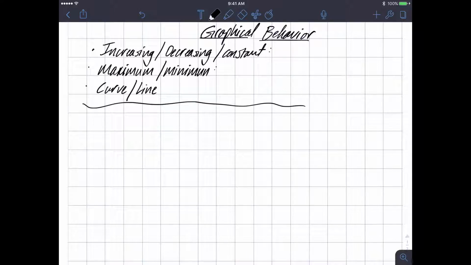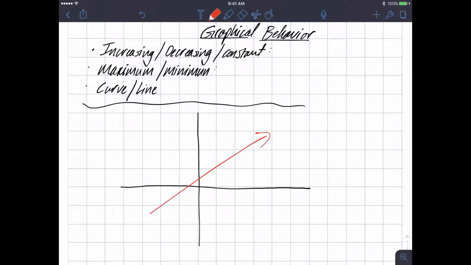So increasing, decreasing, or constant. Let's say we have a function here. Yes, I know my lines are not straight. Okay, we have a function. I'm just going to do a linear function. This is a linear graph, function, equation. No, not equation. It's a linear graph.